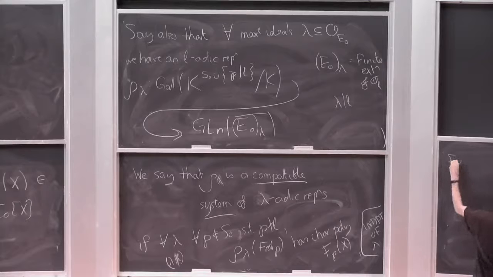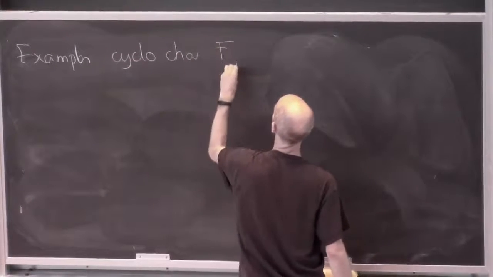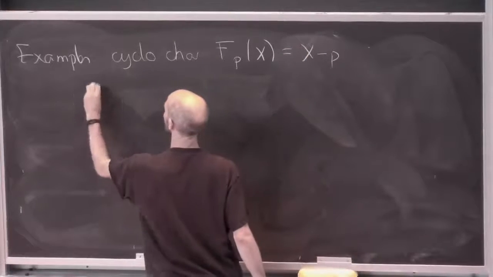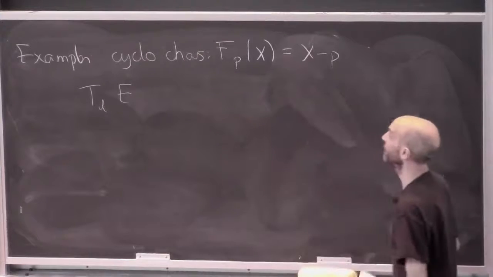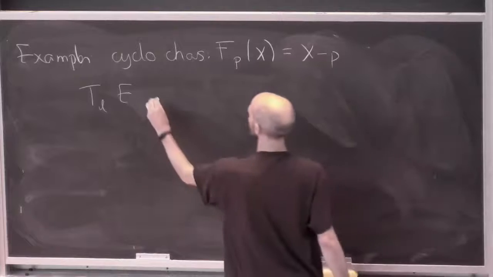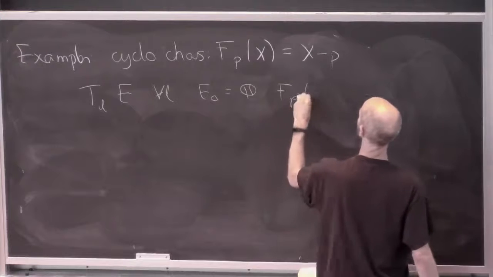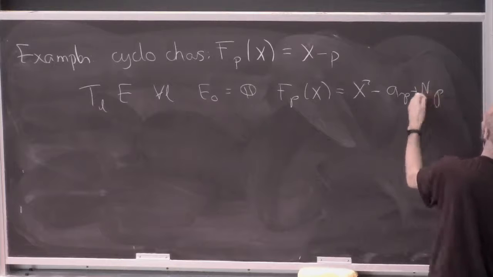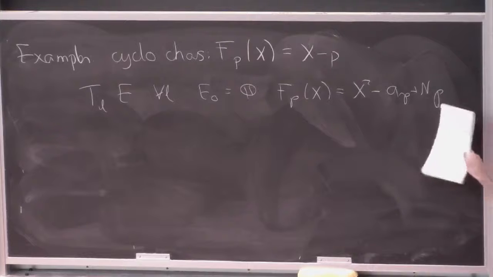So examples, kind of cyclotomic character, right? Fp of x is just x minus p. Right, take a modular elliptic curve. It's cyclotomic characters now, right? Because we're considering all of them. Take a modular elliptic curve for all L. We get E0 is Q, and Fp of x is x squared minus ap x plus norm of p. If K is Q as well, this just says x squared minus ap x plus, sorry, there's an x.